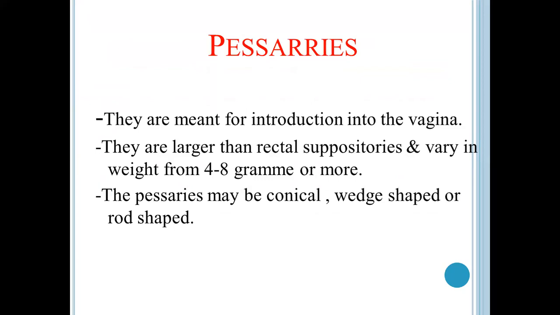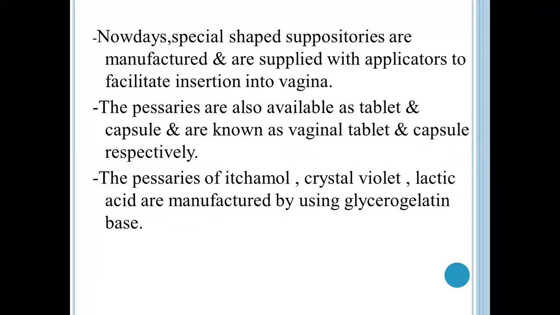These pessaries are meant to be inserted into the vaginal cavity, and they are larger than rectal suppositories, as we saw in the types of suppositories. Vaginal suppositories are also termed pessaries, and their weight varies between 4 to 8 grams or more, and their shape is conical, wedge shaped, or rod shaped. Nowadays, specially shaped suppositories are manufactured.